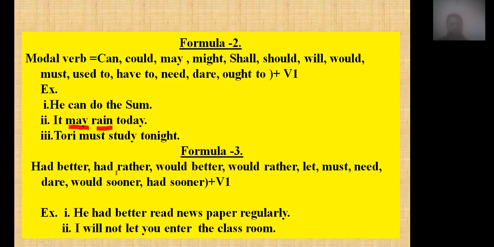Now, formula number 3. If you see in right form of verb, had better, had rather, ought better, ought rather, let, must, need, dare, ought sooner, or had sooner. These words, after these words, you will use generally V1. V1 will be used after these words. Okay, let's see the example. He had better read newspaper regularly. Here, had better is available. That's why after had better the verb read will not be changed.